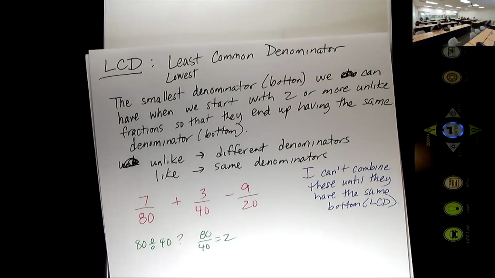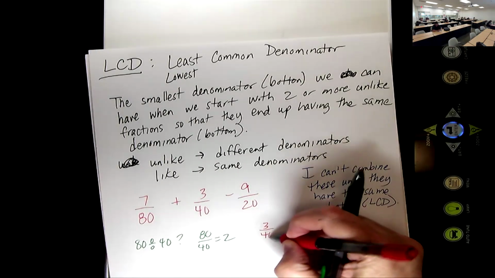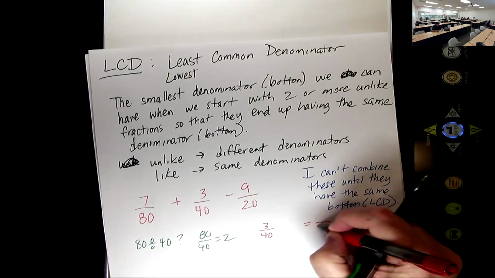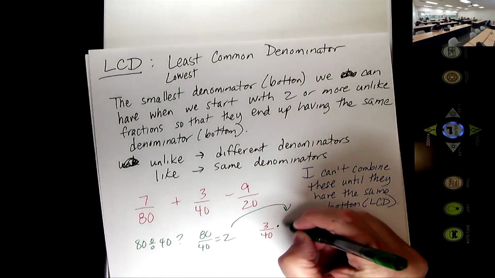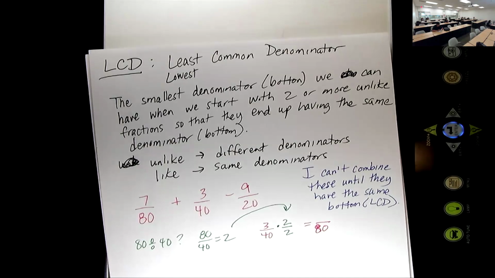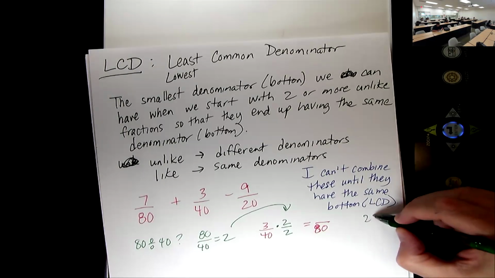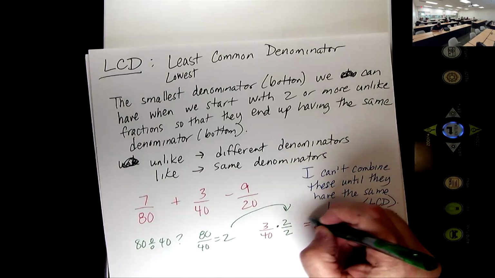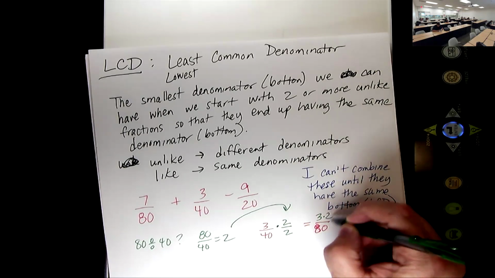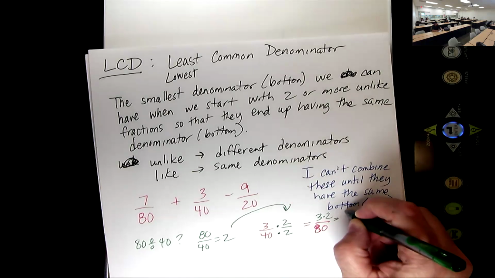Which means I can start with the 3/40 and I can end with an 80 on the bottom, if I multiply the top and the bottom by 2. Now, 2 divided by 2 is 1, so I'm technically multiplying by 1. Which is important, multiplying by one doesn't change the value of the number, and we don't want to change it. We're just trying to make it so we can combine. When you multiply fractions, you multiply tops separately and bottoms separately. So we end up with 6/80.